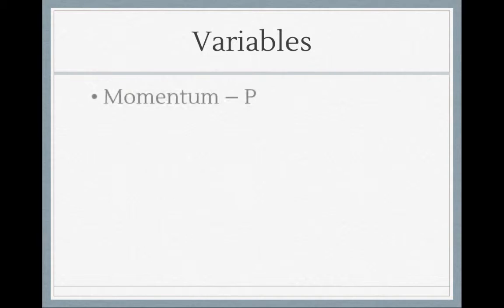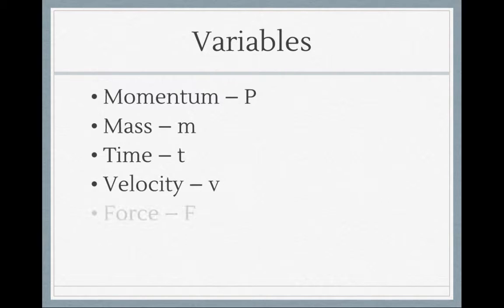So let's look at the variables. Momentum is actually going to be represented by a fluffy P. It's really hard to make a fluffy P in a video, so it's a fluffy P, and I will show you how to make that, but capital P works fine. Mass is m, time is t, velocity is v, force is F, and impulse is actually J.